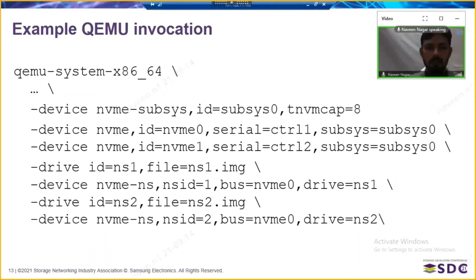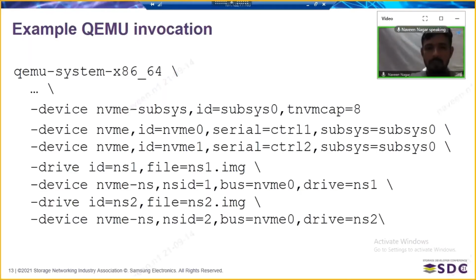To explain our approach, I took a small NVMe subsystem model, which contains one subsystem, two controllers and namespaces. Here, the subsystem ID is subsystem 0 and the total capacity of the subsystem is 8 GB. We can see there are two controller devices, controller device 1 and controller device 2. These are modeled as NVMe bus devices. The next level after the controllers are namespace devices. The namespaces are modeled as NVMe NS bus devices.